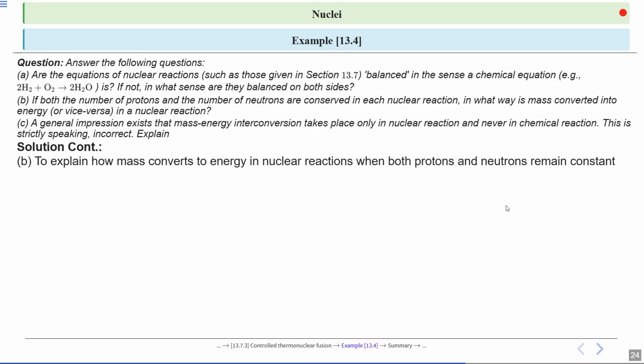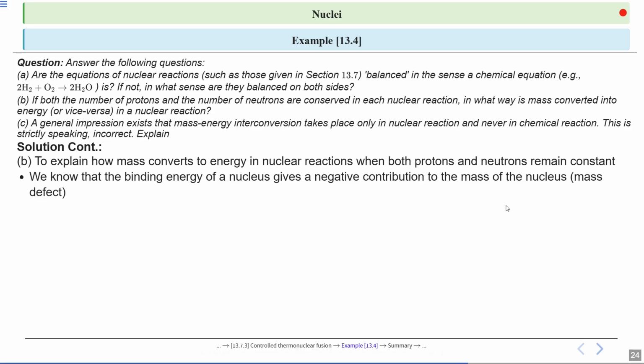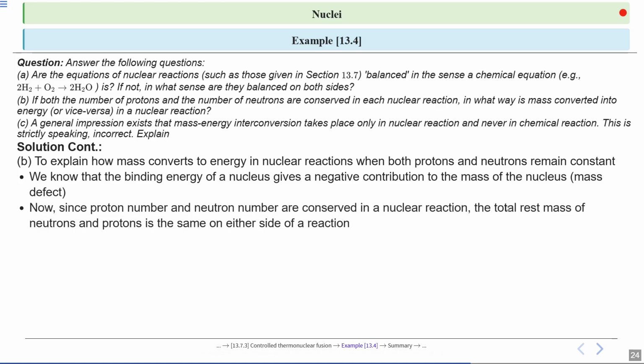Let's focus on part B of the question. Here we are being asked to explain how mass is converted into energy during nuclear reactions, even though the number of protons and neutrons doesn't change. To answer this, remember that the binding energy of a nucleus is the energy that holds the nucleus together. This binding energy actually reduces the total mass of the nucleus compared to the sum of the individual masses of its protons and neutrons. This difference is called the mass defect.